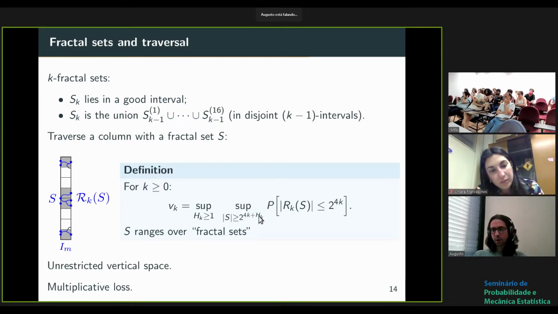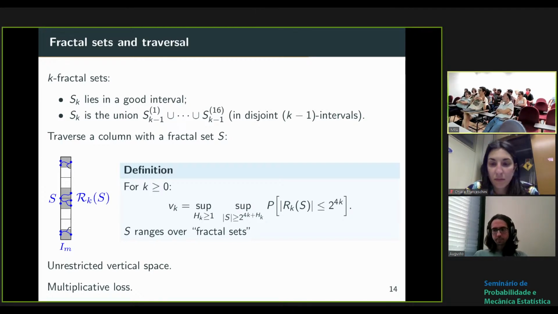So as I said, we're going to subtract things in the exponent. So if you start with 2 to the 4k plus h, you should end with 2 to the 4k. And the probability that this doesn't happen for some h, for some s, is the probability of the bad event that we want to bound from above. Observe that we really don't restrict anything in the vertical space here. The S could be very spread out, doesn't matter. And observe that the loss we incur in the number of soldiers is multiplicative. It's here happening in the exponent.